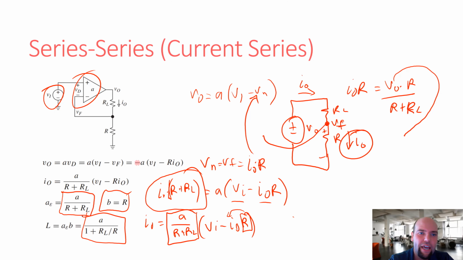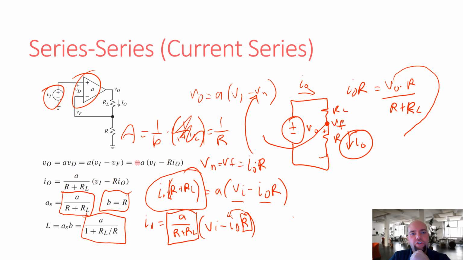What's the overall gain, the big A for this? It's going to be 1 over B times 1 over 1 plus 1 over L. And let's forget about that for a little while. 1 over B in this case is simply going to be 1 over R. So the gain of this is going to be proportional to 1 over R. And that makes sense, right? So as R gets bigger, it takes less current to make the same voltage.